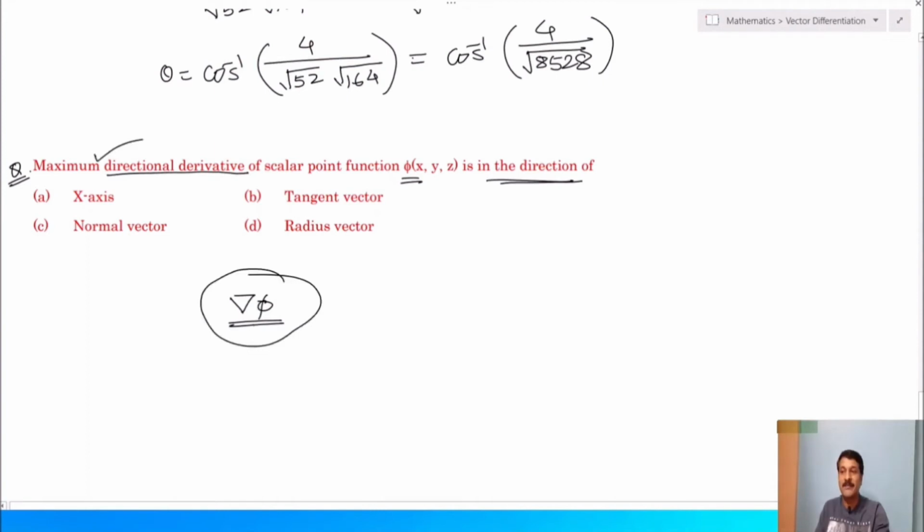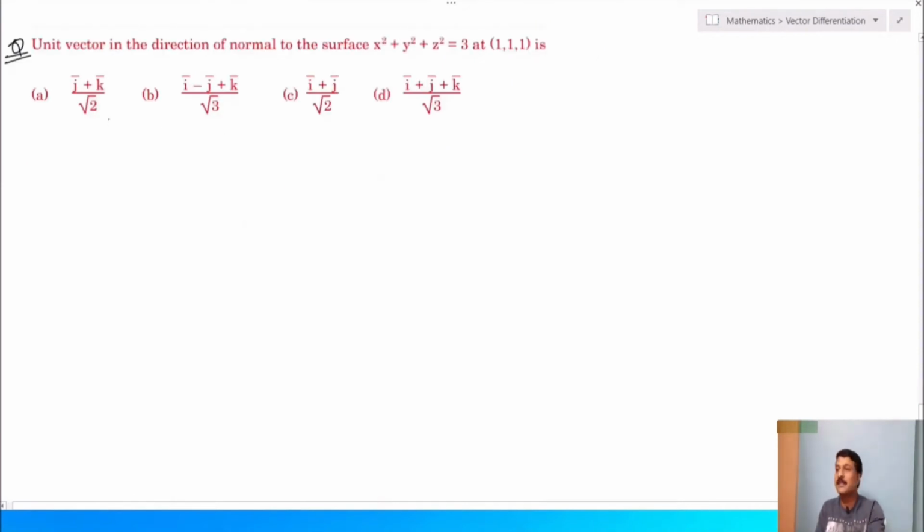So what is del phi? We know del phi is a normal vector to the surface phi. So the maximum directional derivative of scalar point function phi is in the direction of the normal vector. Actually, it is del phi. Now consider the MCQ: the unit vector in the direction of the normal to the surface at 1, 1, 1.